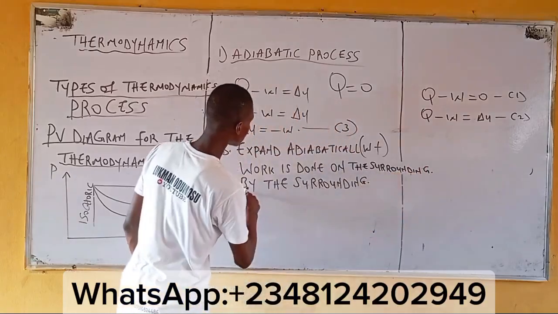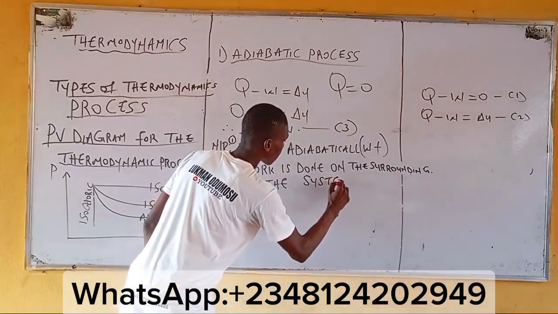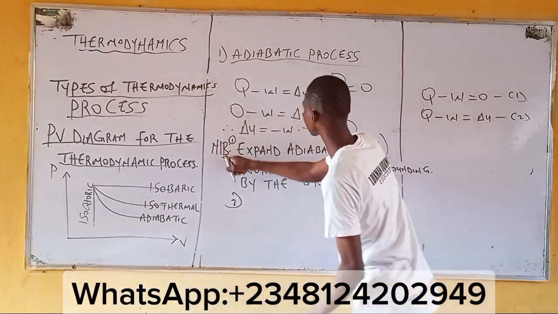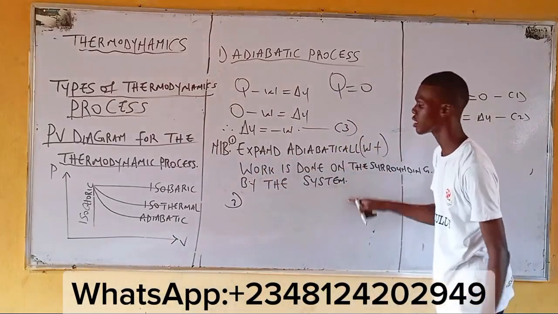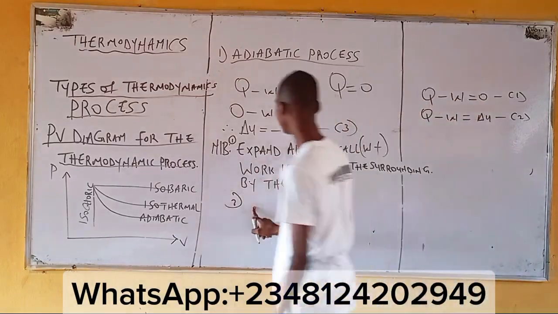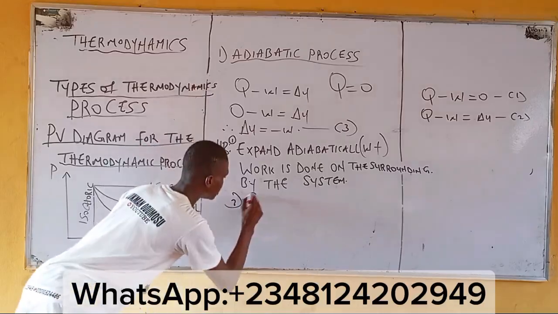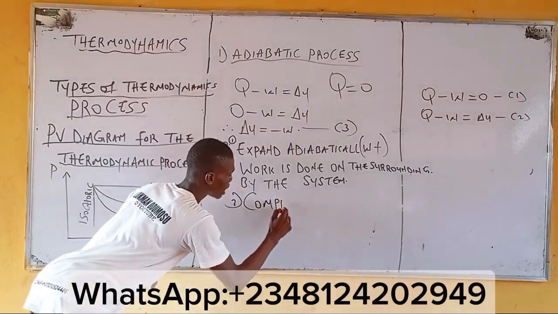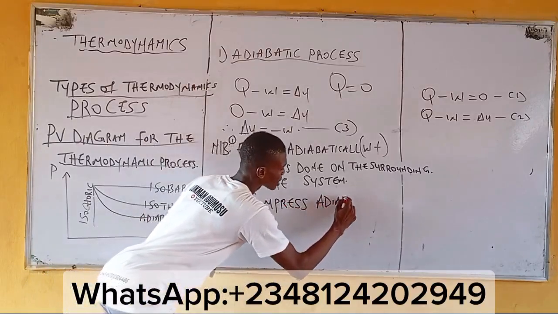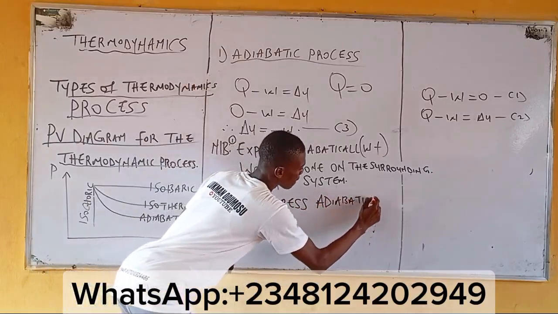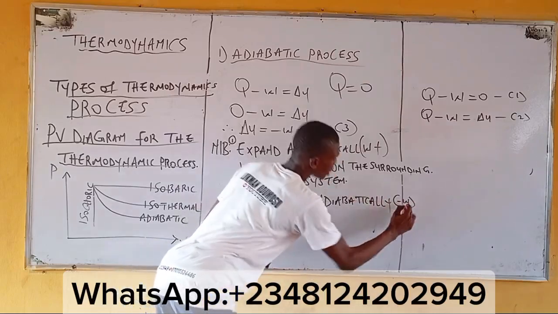Work is done on the surroundings by the system. Meaning that if your system expands adiabatically, work is done on the surroundings by the system, so your work is positive. Now, number two, if your system compresses adiabatically, what will happen? Work done is negative.